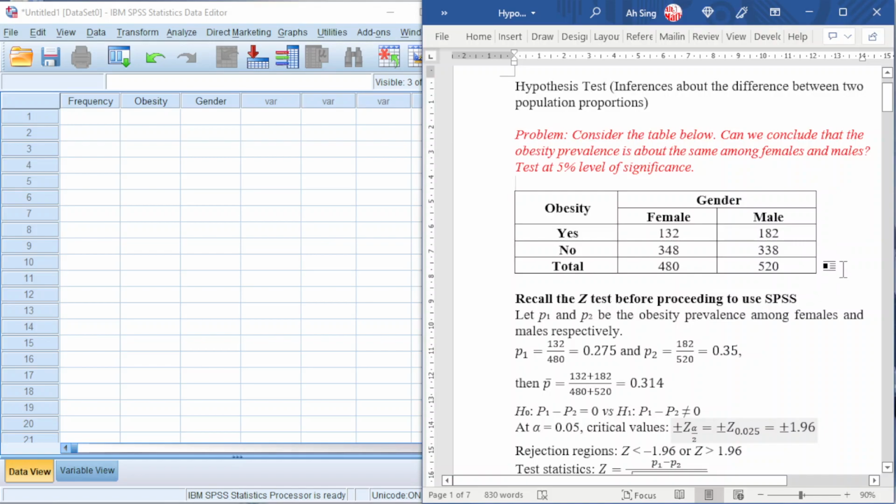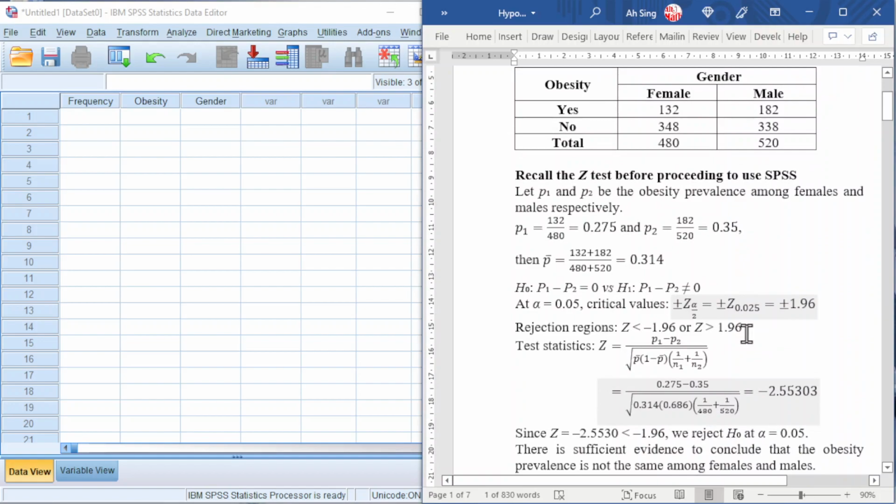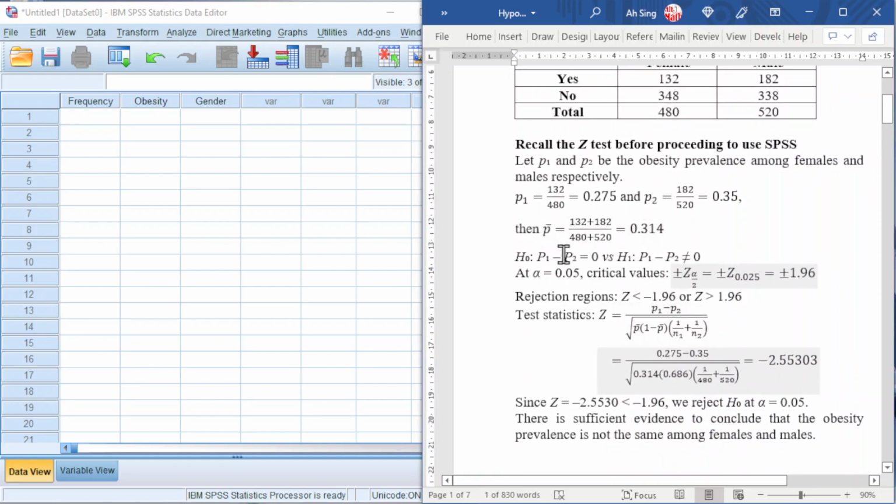Today, we'd like to share the inferences about the difference between two population proportions. Before we are able to conduct the exact test, we should first obtain the proportion for the respective population and hence obtain the pooled proportion. According to the question, we should test whether the obesity prevalence is about the same among females and males, and the keyword here is same, which means that we should conduct the null hypothesis that the difference in the proportions is equal to 0 versus the difference in the proportions is not equal to 0.